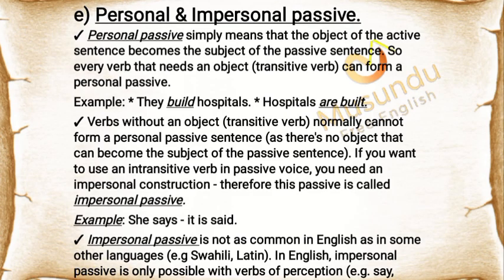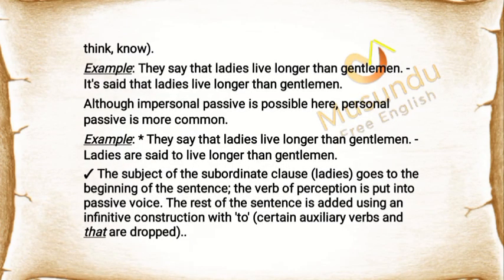Impersonal passive is not as common in English as in some other languages, e.g. Swahili, Latin. In English, impersonal passive is only possible with verbs of perception, e.g. say, think, know. Example: they say that ladies live longer than gentlemen. It's said that ladies live longer than gentlemen. Although impersonal passive is possible here, personal passive is more common.